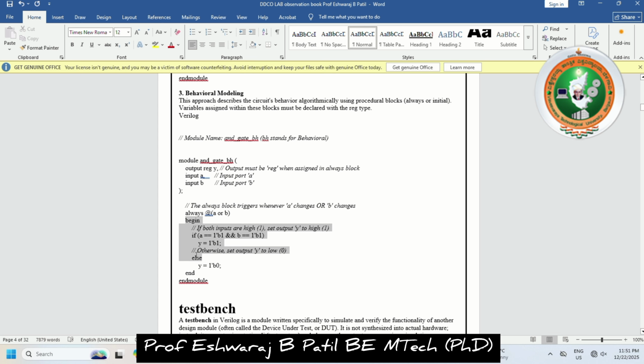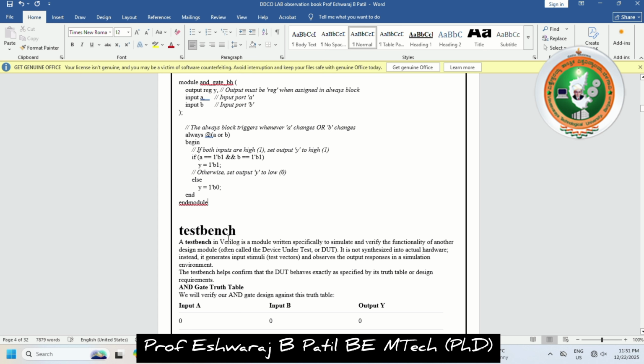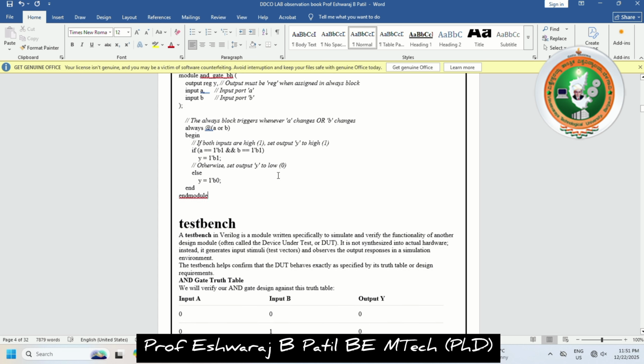I hope you all are okay. This is all about writing the Verilog code for the AND gate in the form of the structural model, gate level model, or even behavioral models.